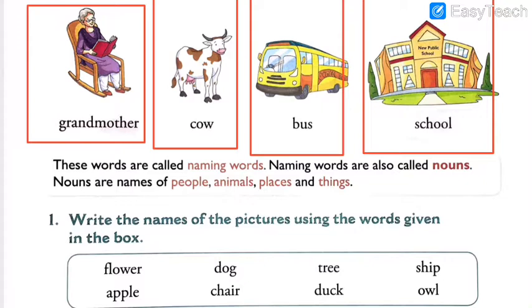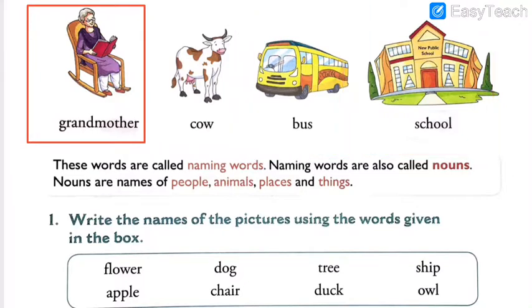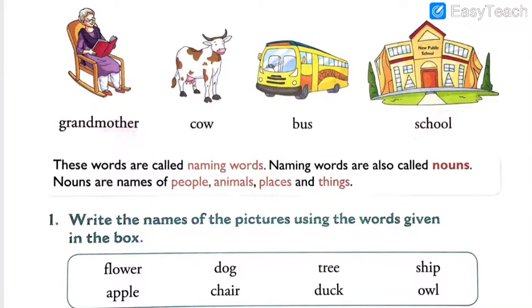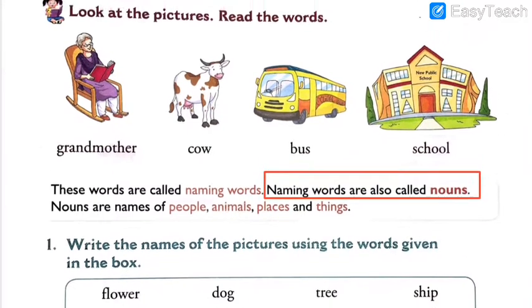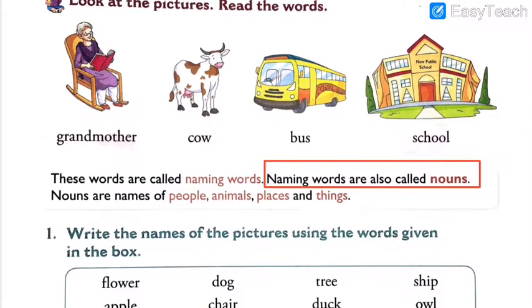So my dear students, I will just request you to write 2 lines in your rough notebook now. Please write down the first line in your book. Naming words are called nouns. Please write it down. Now you can give the heading: chapter number 1, grammar chapter number 1, and you have to write today's date.